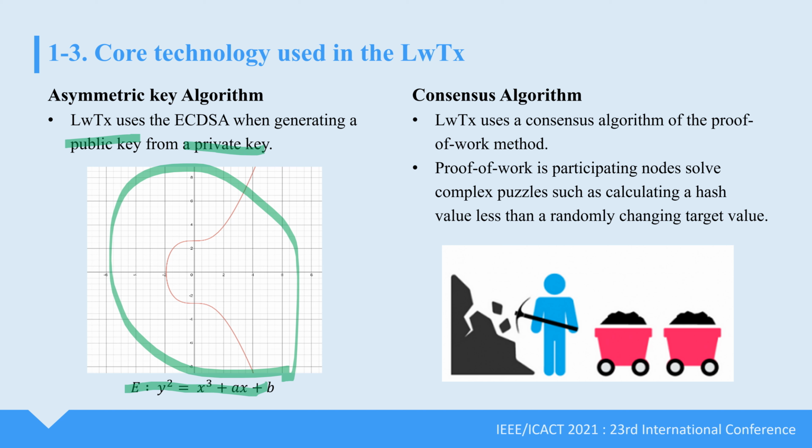There are many types of elliptic curves that satisfy the equation, but only a few curves are used in the elliptic curve encryption method. A typical elliptic curve used in many cryptocurrencies, including Bitcoin, is an elliptic curve using the secp256k1 parameter defined in Standards for Efficient Cryptography, SEC, and L.TX also used a secp256k1-based elliptic curve.